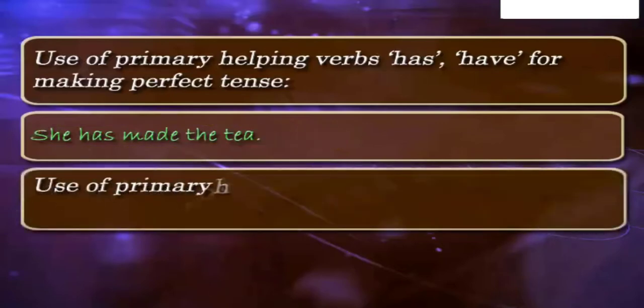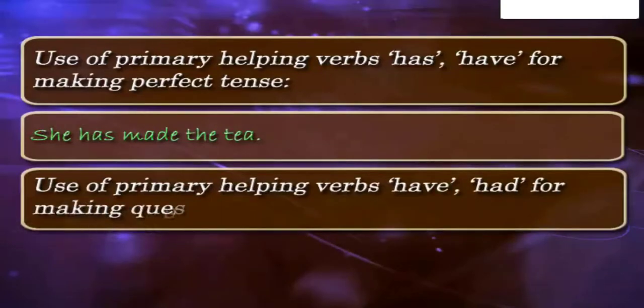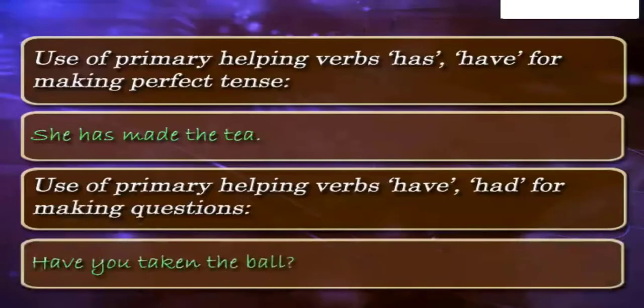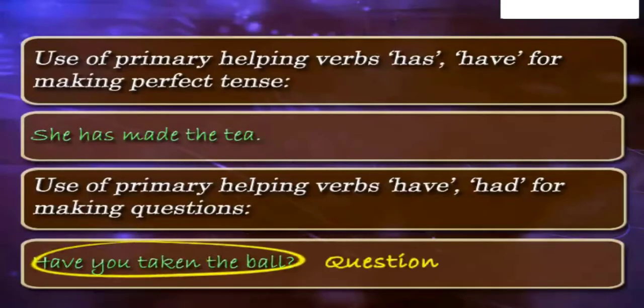Now let us understand the use of primary helping verbs have, had for making questions. Have you taken the ball? Here, have is helping the main verb taken and is converting the sentence into a question.